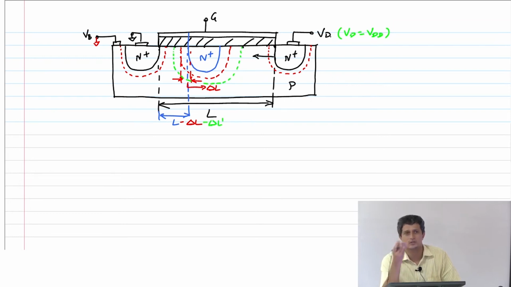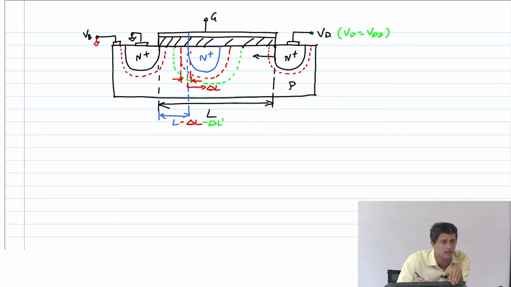It will increase because it's mu Cox W by L, and that L effectively has come down. So it will go up, correct? Look at the other part. This depletion region is what is going to happen under the channel. So there is a depletion region under the channel, green here. There is a depletion region that will also form here, correct, in the N plus region.